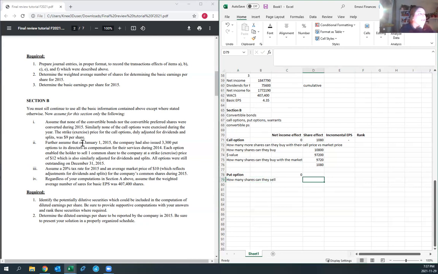Here, they issued the 3,300 on January 1st, 2015. So I'm still going to take into consideration the 1.2 and the 3 effects. So the number of shares that they can sell is 3,300 times 1.2 times 3, and that's at the strike price, a value of $12 per share. And then how many shares would they have sold if they use the market price? Well, then this amount divided by 10. How many shares can they sell?